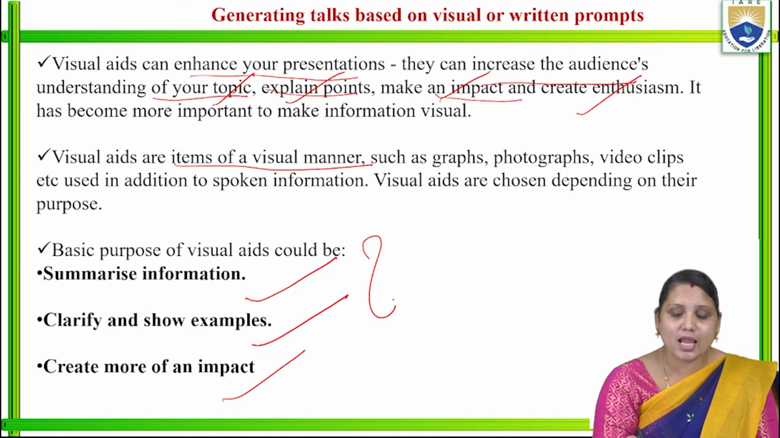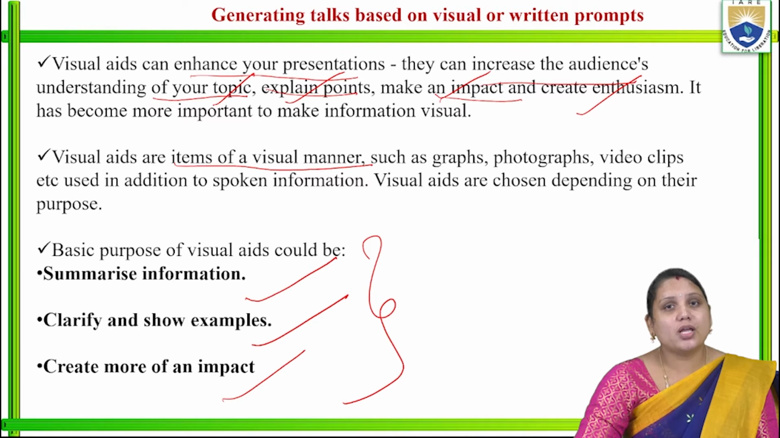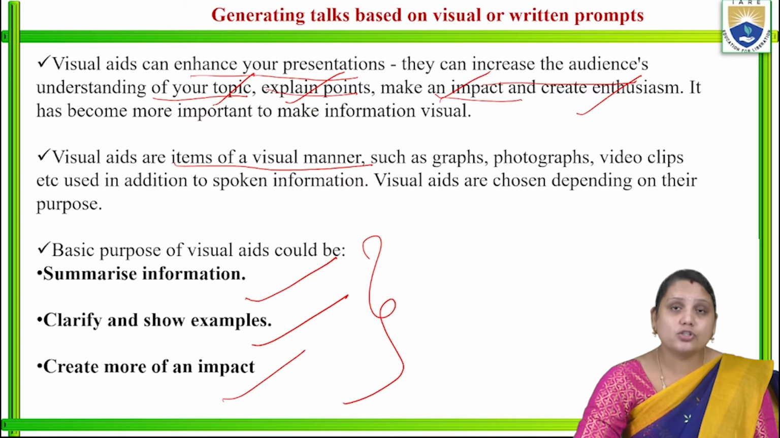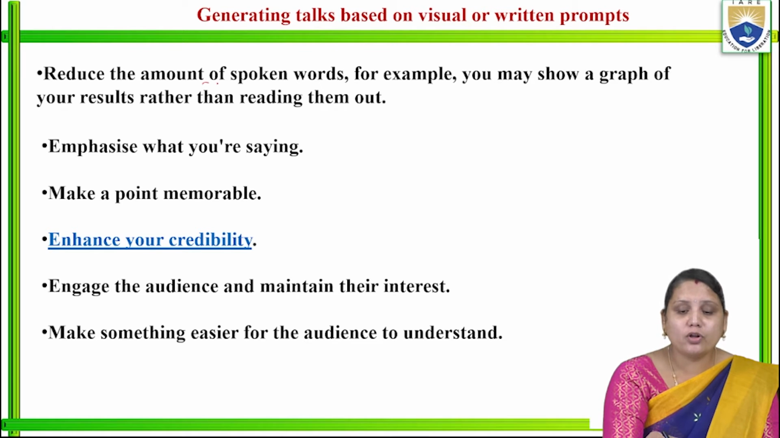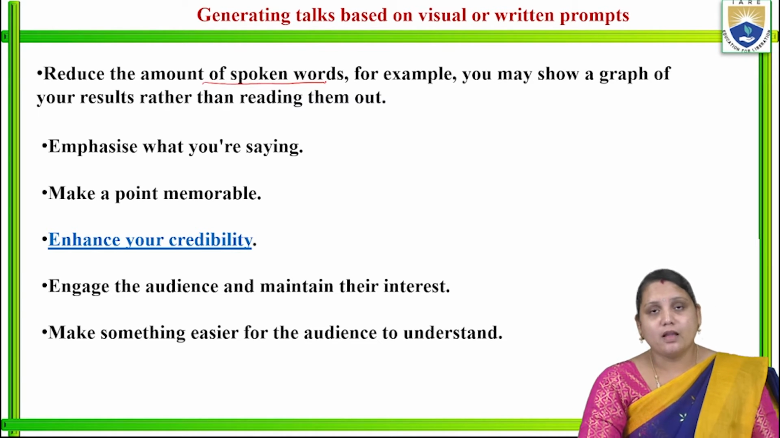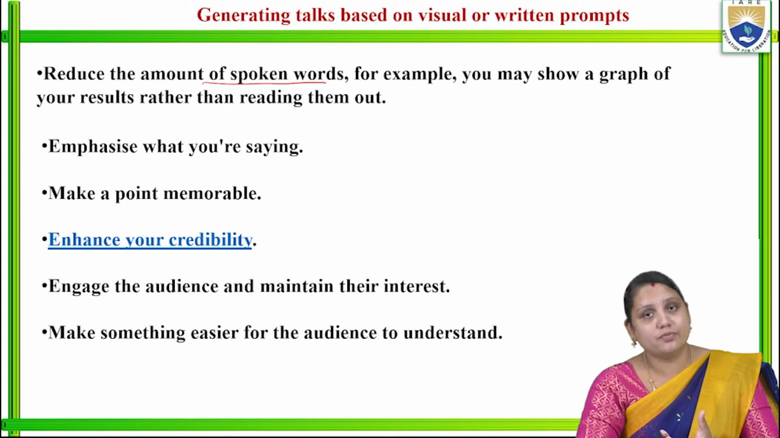So these are the three important purposes the visual aids serve. What are those? They summarize your information, what you are speaking. They clarify and show examples of what is said. And also they create an impact on the audience in the way of speech. Then, reduce the amount of spoken words. Visual aids will also help you to reduce the spoken words.